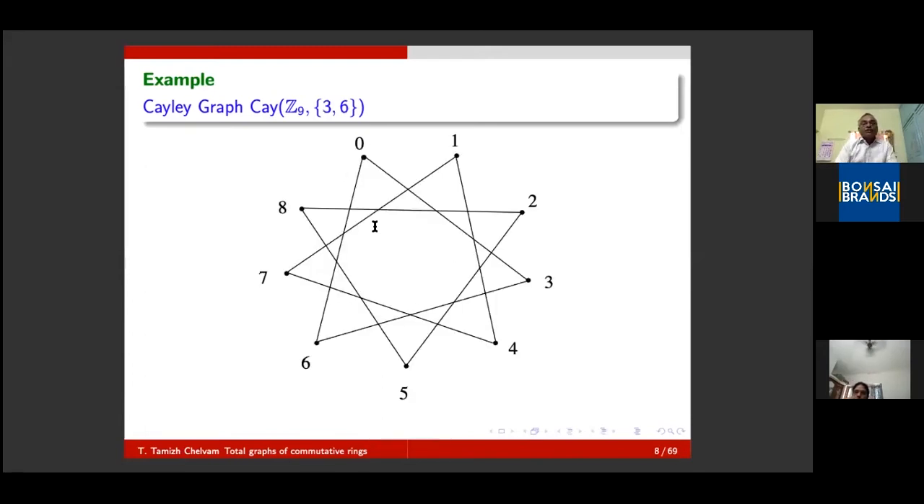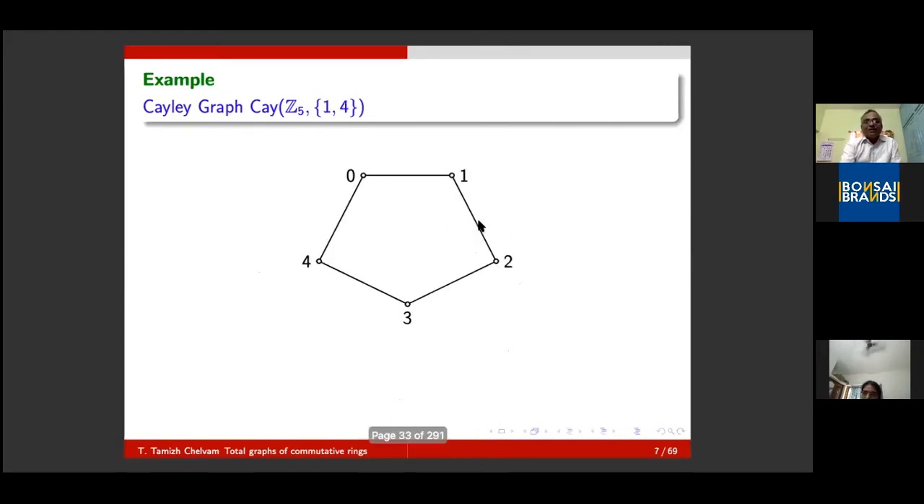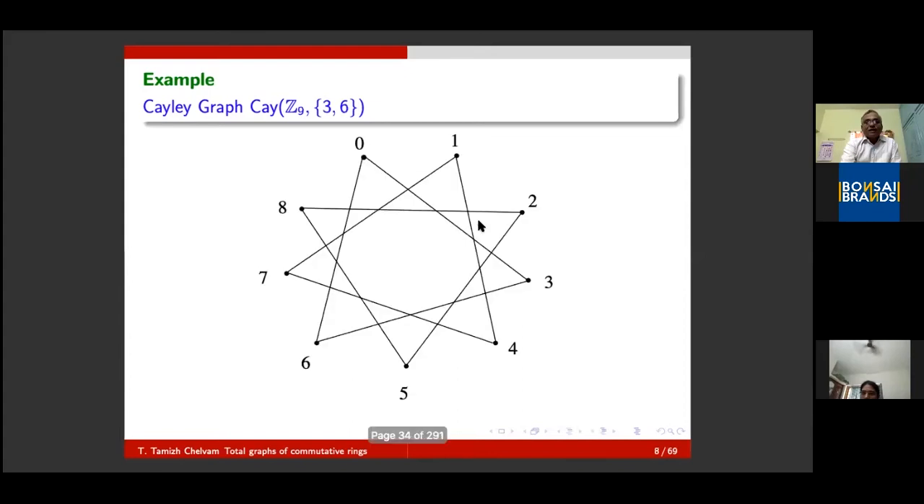Of course, look at another example. I consider Z9, the congruence modulo 9 classes. My C is nothing but 3, 6. Of course, one can see that the inverse of 3 is 6 and of 6 is 3. Please look at this graph. Participants, kindly look for a moment at this Cayley graph and this one. Look carefully.